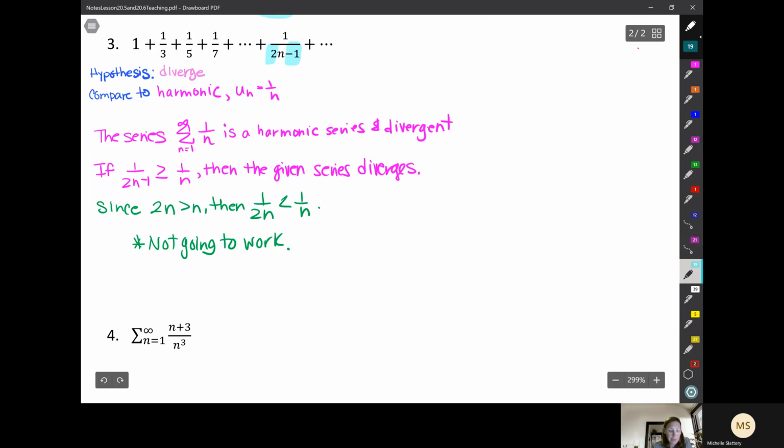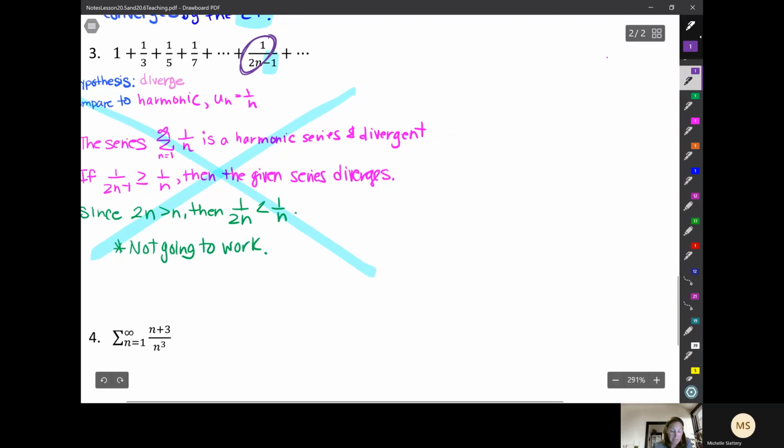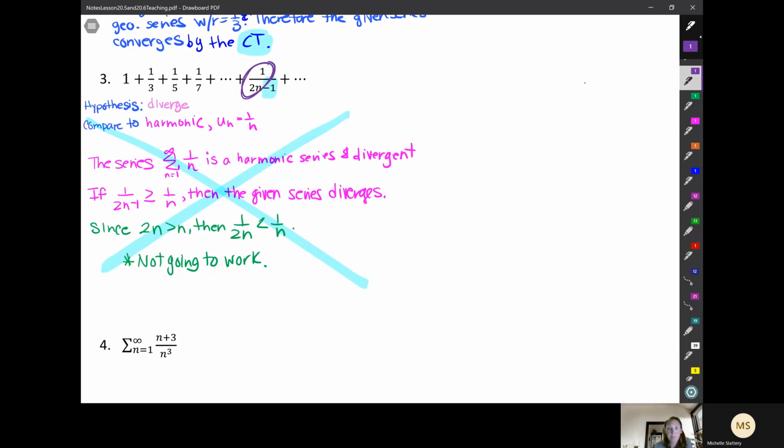All right, just because it's not going to work, though, doesn't mean we give up. We just try something else. So let's go back to the original where I said maybe the 2 is significant. So let me just erase that. And let's keep the 2 in there. What if, instead of comparing it to 1 over n, we compare it to 1 over 2n instead? All right, so let me just give myself some more space here. So comparing it to 1 over 2n instead.